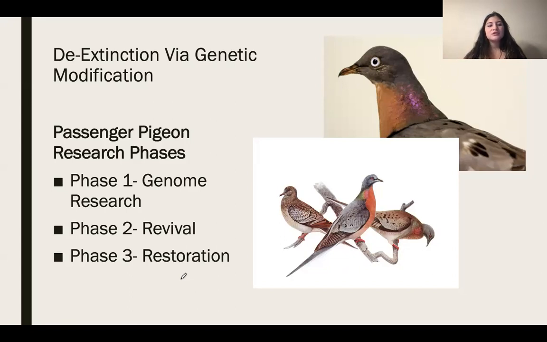That then led them to phase 2, the revival, which began around 2017, where they had their first experiments. They determined the band-tailed pigeon was their model organism. They started editing genomes of living birds toward the extinct passenger pigeon. So this is the phase that they're currently on, and they're still working on the complete genome of the passenger pigeon. So far they haven't had the complete genome, but they're still working on it.